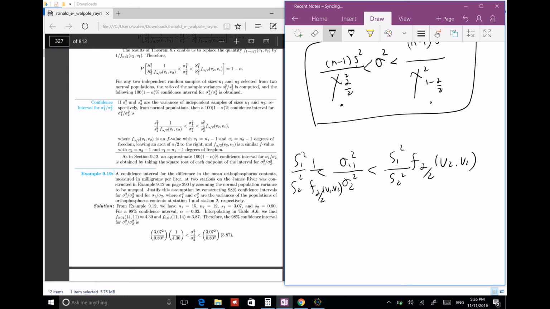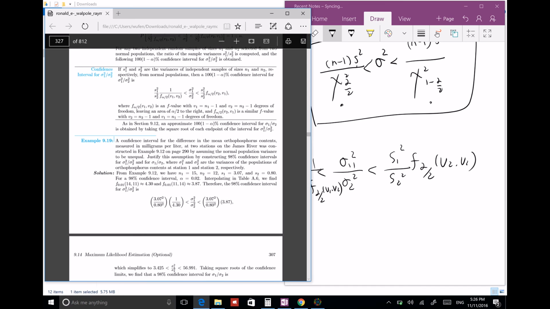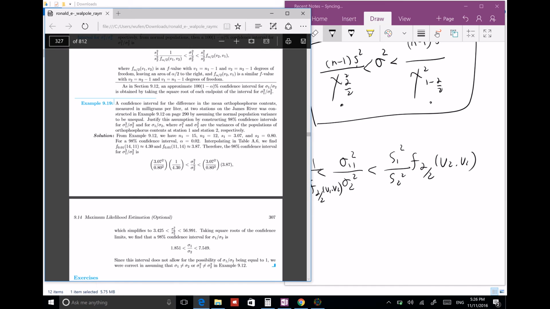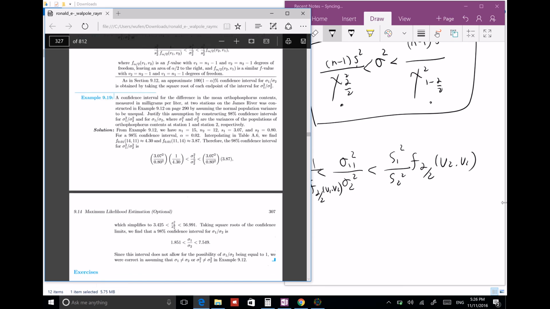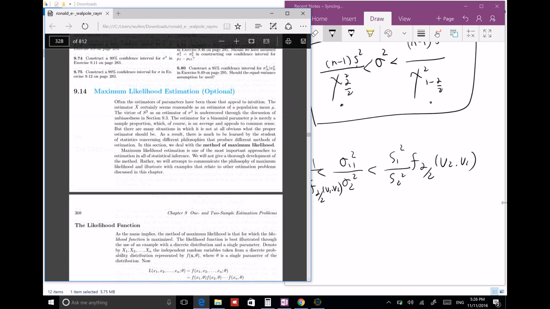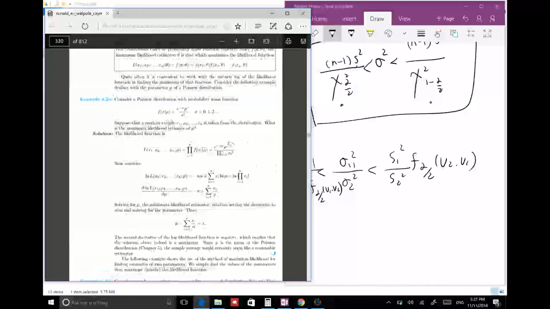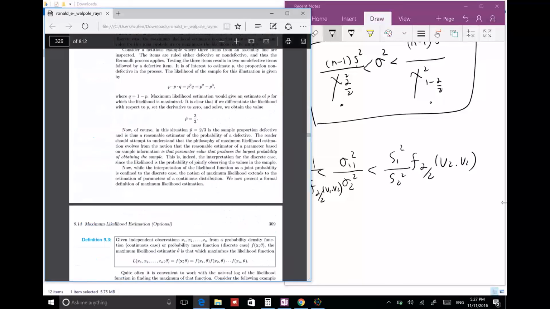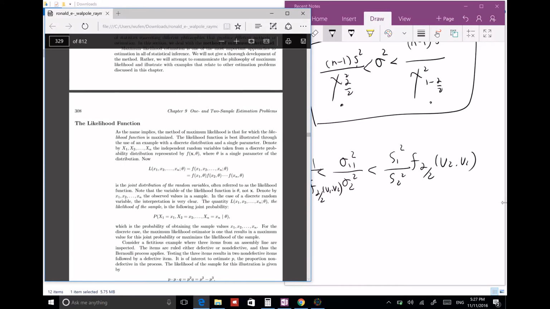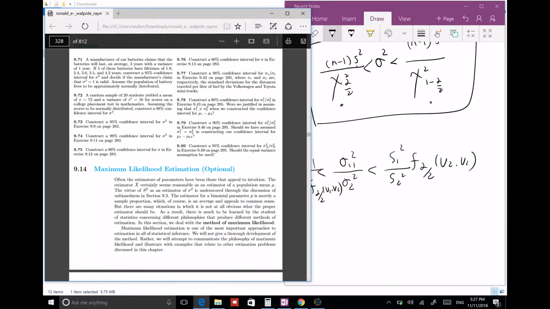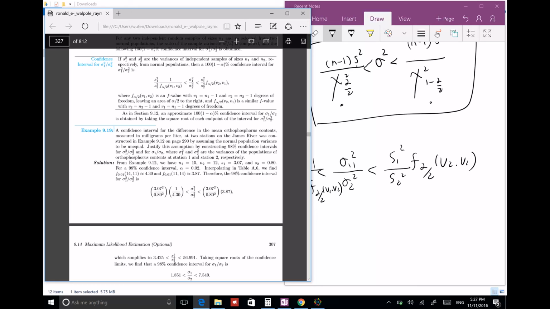But I strongly recommend you look at the problems and do some problems by handwriting instead of purely working in StatCrunch. Okay, so I think this is all of it. Maximum likelihood is optional. You can read it. But that's the introduction of this whole second lesson.